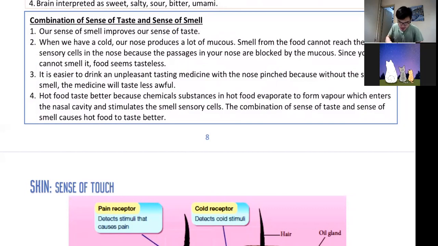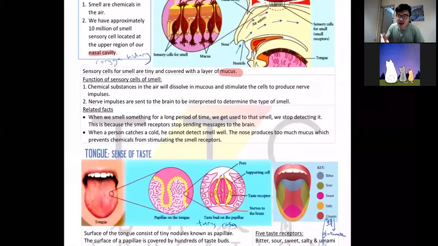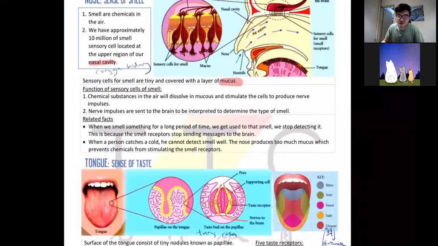All right, so that's it for our chapter on your sense of smell and taste. Really interesting. By the way, I have a YouTube video on this. I actually made a YouTube video about the tongue. You can go to my YouTube video and watch. I made this last year.